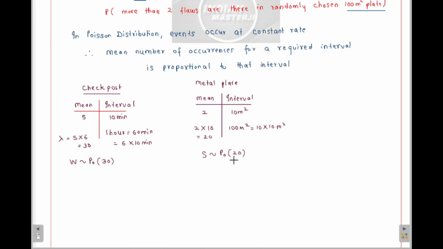That's it for this particular video. In the coming videos, we will see certain examples of how to tackle questions on this particular adaptation of Poisson distribution to different intervals.